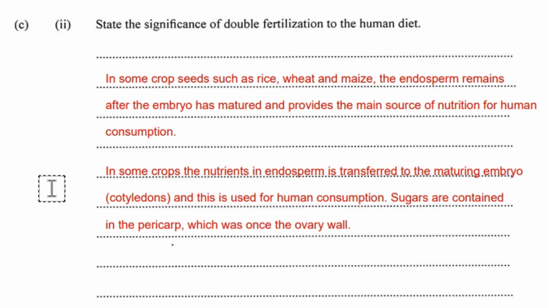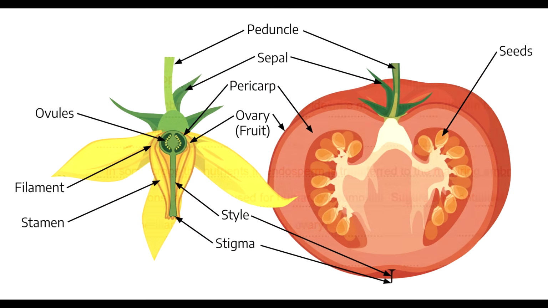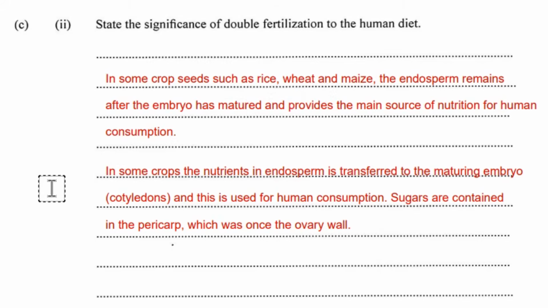Now, after fertilization, the ovary usually becomes a fruit, and the ovules become seeds. The ovary wall becomes something called the pericarp. And the pericarp is what contains a lot of sugars. For example, if you bite into a mango, you are eating the pericarp of what was once the ovary wall, and that contains sugars. So sugars are contained in the pericarp, which was once the ovary wall.